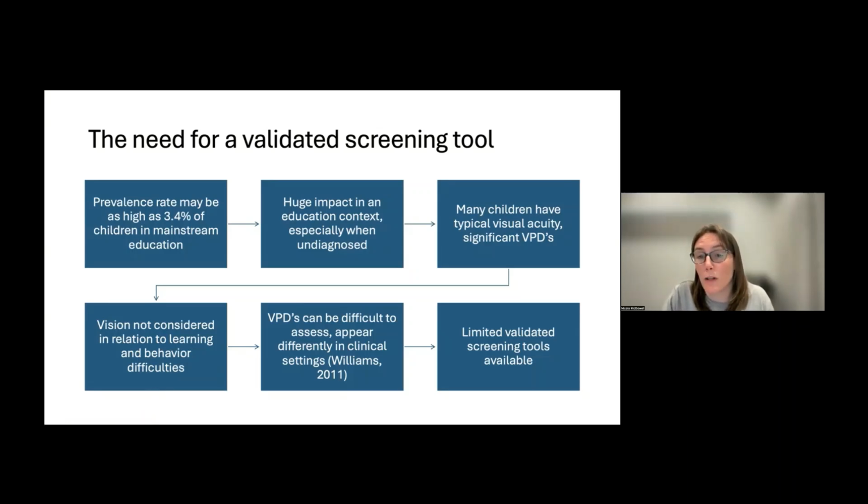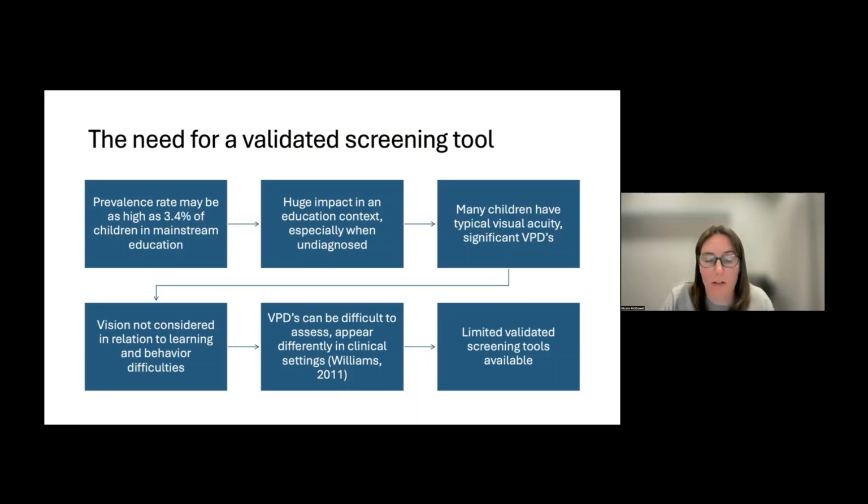Many children with visual perceptual difficulties or CVI have typical or near typical visual acuity, which makes it hard for them to be identified as having visual issues. If they go to their optometrist and they can read to the bottom of the eye chart, they don't get picked up as having visual issues. And vision is often not considered in relation to learning and behaviour difficulties that are happening at school.